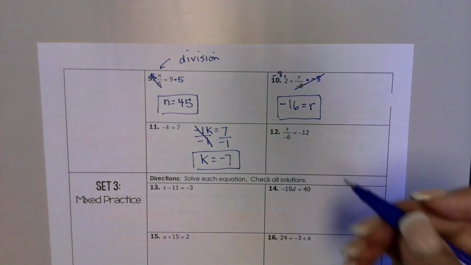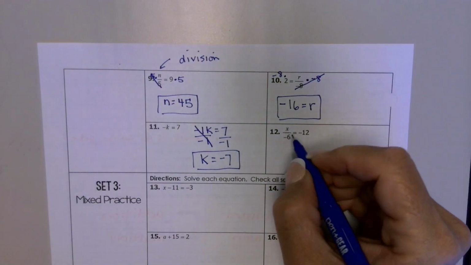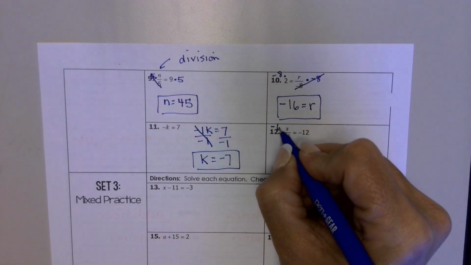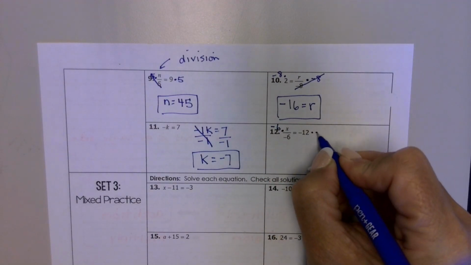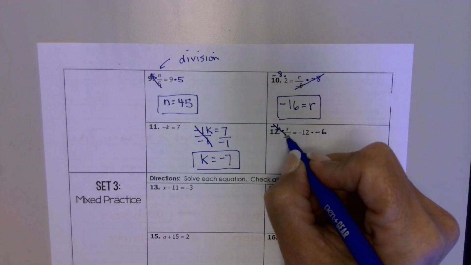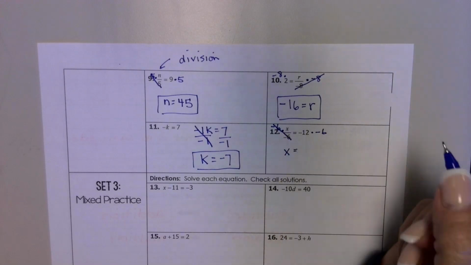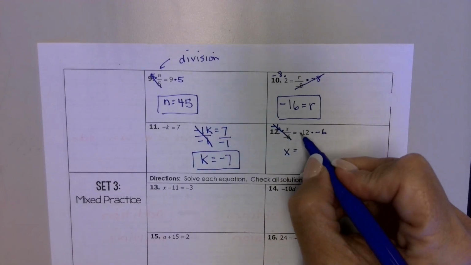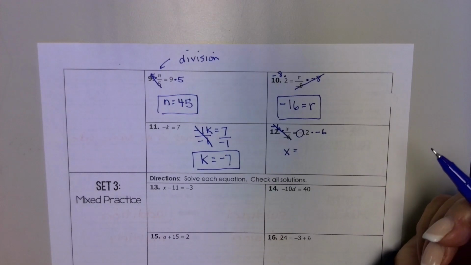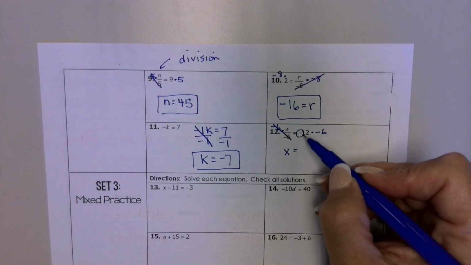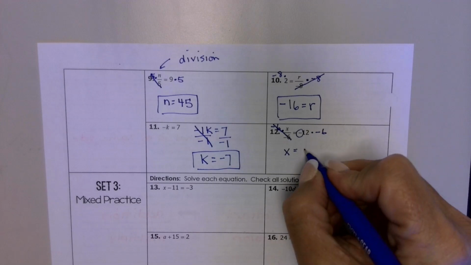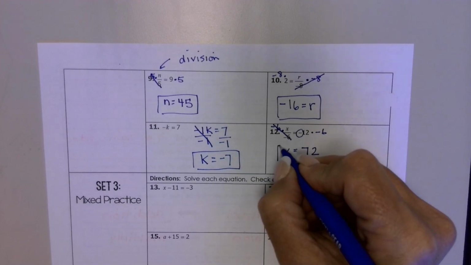Okay, last one. So here I'm dividing, so I have to multiply by a negative 6. Over here I'm going to multiply by a negative 6. Negative divided by a negative goes away, and I end up with just x on the left side. Now, don't forget this negative sign right here. It's hard to see, but I have a negative times a negative, so this becomes a positive 72.